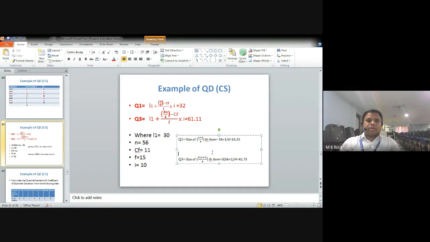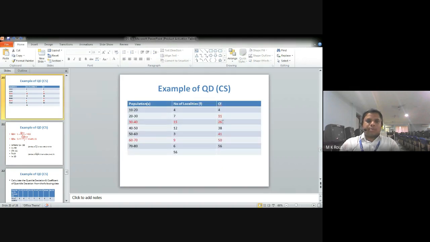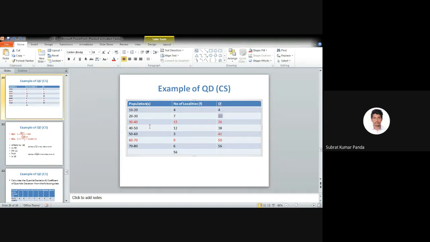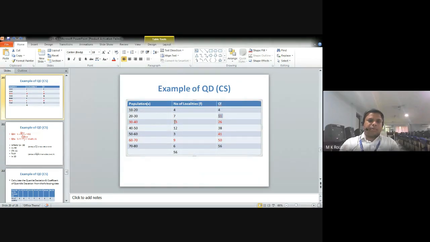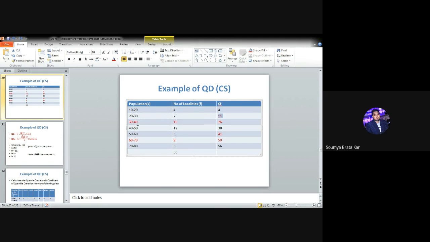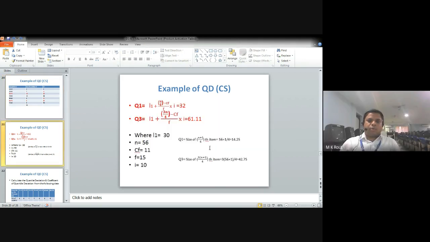Clear? In this case, you got the value 14.25. Then 14.25 is lying between 4 to 26. Is it clear? And then that reference row should be considered, giving the L1 value of 30. And the corresponding frequency F is 15, and the preceding frequency CF is 11, the previous frequency. In case of Q1, you got the values of L1, F, CF, and the common factor between 30 to 40 is 10. Similarly, if you calculate Q3, you get the value 42.75.